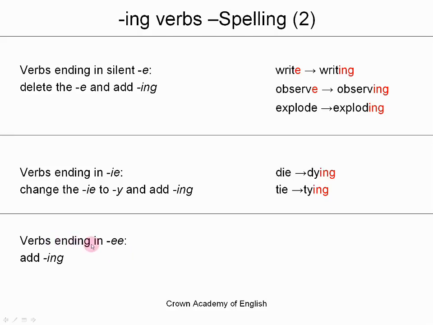Verbs ending in EE. This is easy again, we just add the letters ing. So see becomes seeing and free becomes freeing.